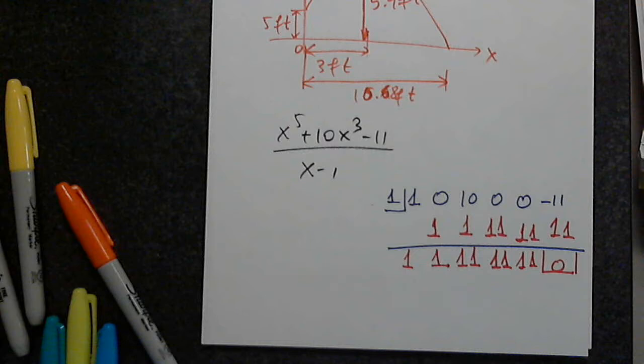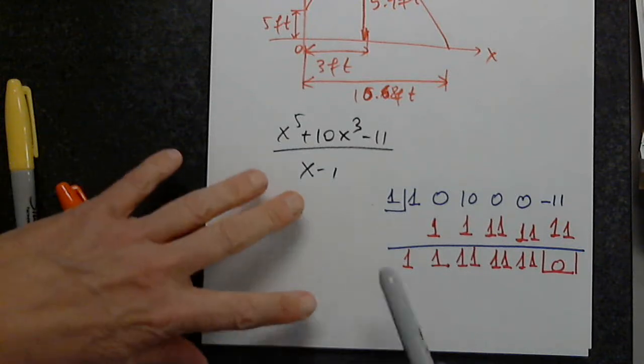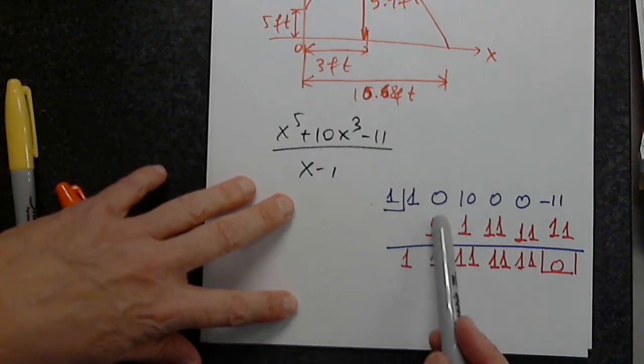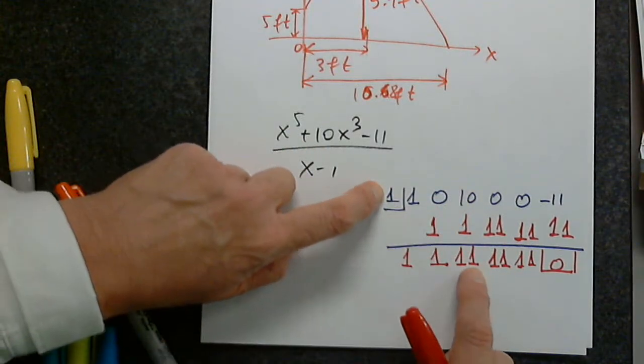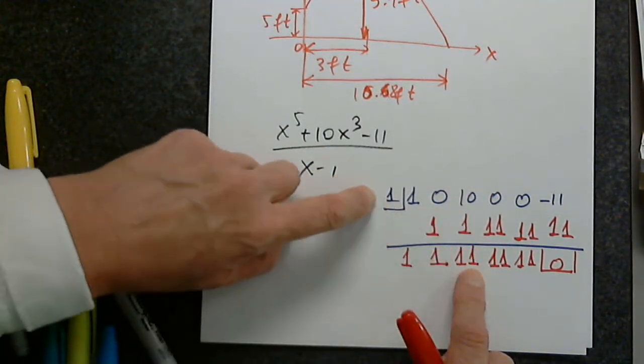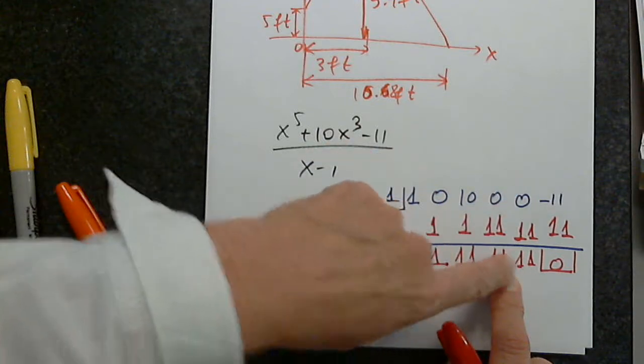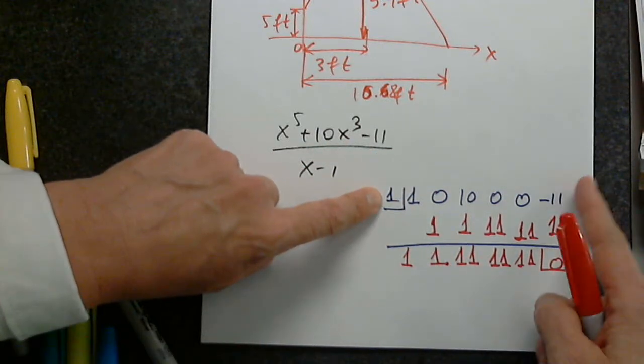Oh, we have to redo it. Something's not right. We have to redo it. Have you looked at any of the examples? It's a repeat of the same thing. 1 times 1 is 1. Perform the operation. 1 times 1 is 1. Perform the operation. 1 times 11 is 11. Perform the operation. 1 times 11 is 11. Perform the operation. 1 times 11 is 11. And we get 0.